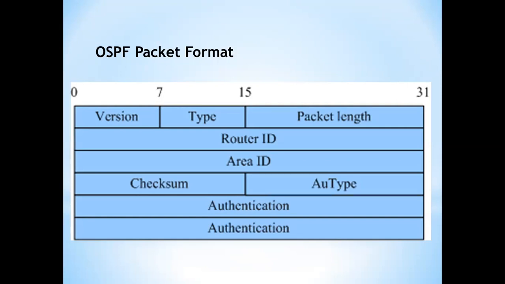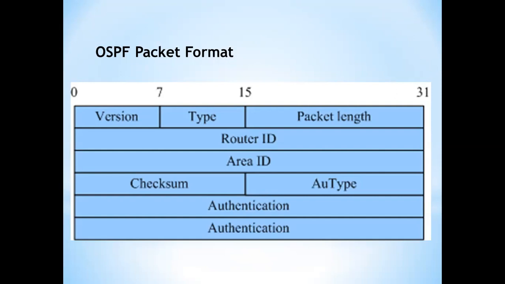Next is link state request. After the database description packets have been exchanged with the neighbor, the router may find that it requires link state advertisements to update or complete the topological database. Link state request packets are sent to the neighbor in order to request the link state advertisements.